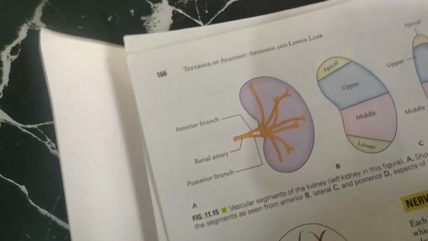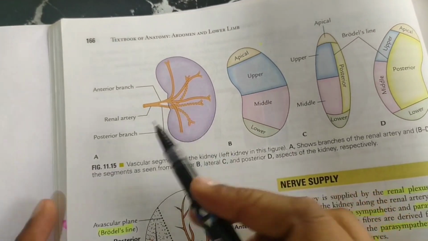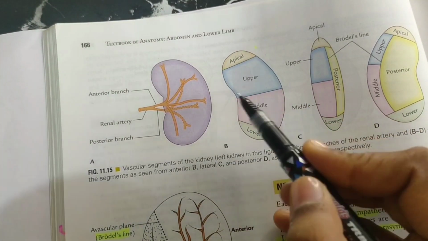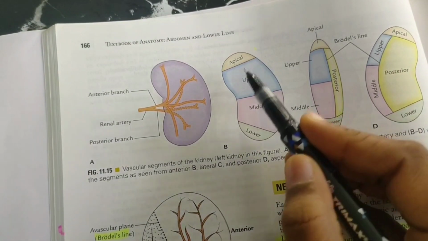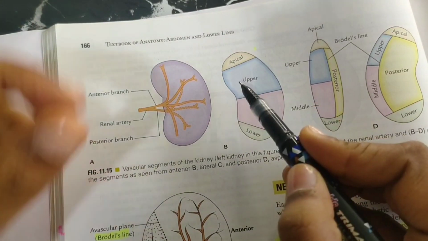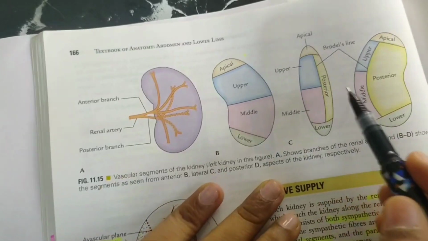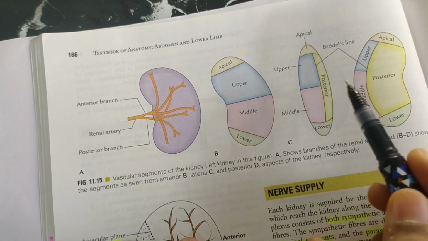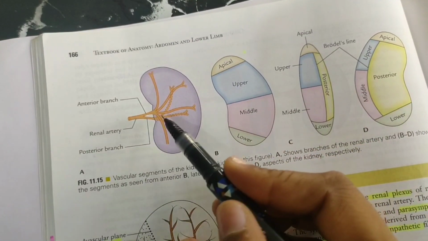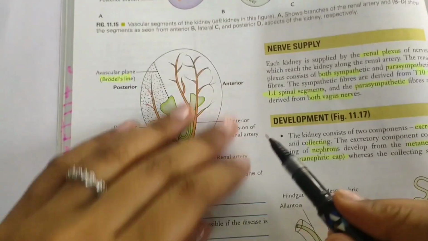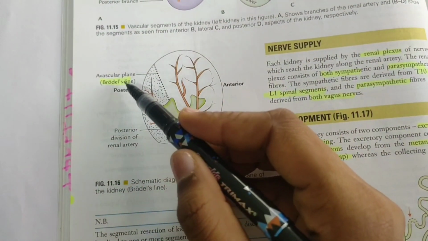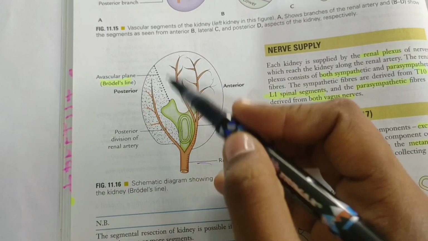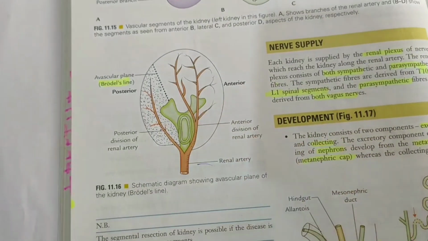The renal artery is divided into anterior branch and posterior branch. The anterior branch provides blood supply to the apical, upper, middle, and lower segments. The posterior segment is supplied by the posterior branch of the renal artery. These are the vascular segments. If they ask you about the vascular segments for 3 marks, you have to write this. This broad line is an avascular plane which separates the anterior and posterior segments.